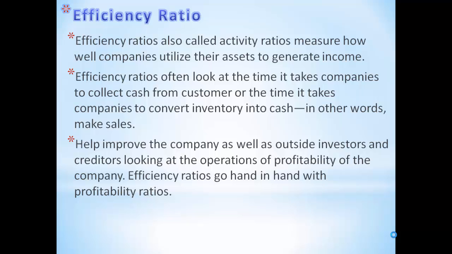Next is efficiency ratio. Efficiency ratio, also called activity ratio, measures how well companies utilize their assets to generate income. Efficiency ratio often looks at the time it takes companies to collect cash from customers or the time it takes companies to convert inventory into cash. In other words, it's about making sales.